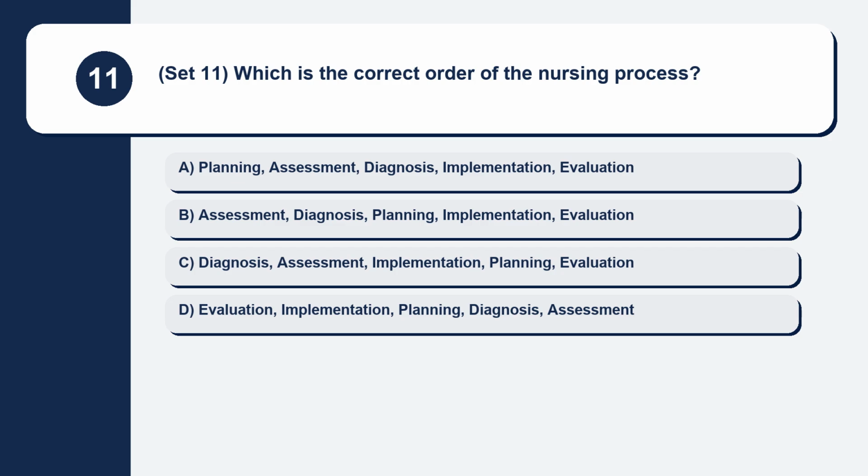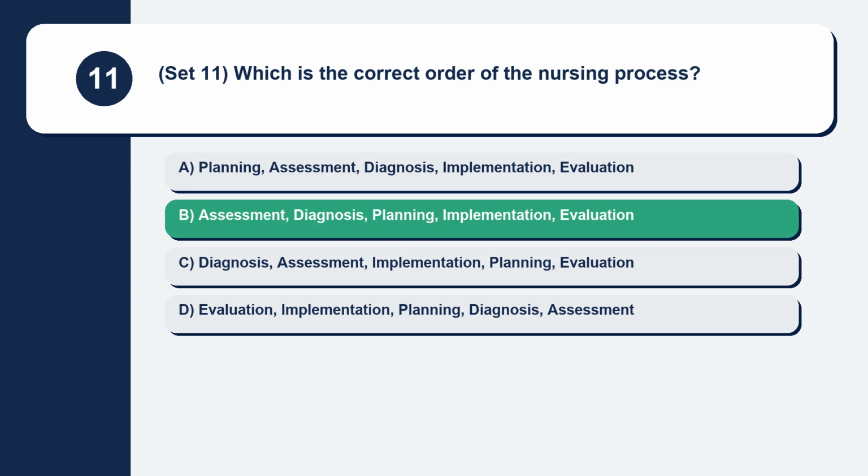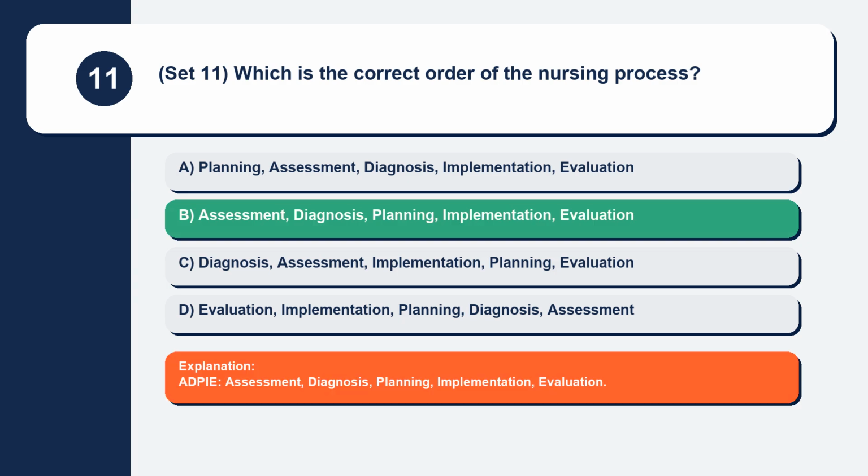Question 11. Set 11. Which is the correct order of the nursing process? Planning, assessment, diagnosis, implementation, evaluation. Assessment, diagnosis, planning, implementation, evaluation. Diagnosis, assessment, implementation, planning, evaluation. Evaluation, implementation, planning, diagnosis, assessment. ADPIE: assessment, diagnosis, planning, implementation, evaluation.